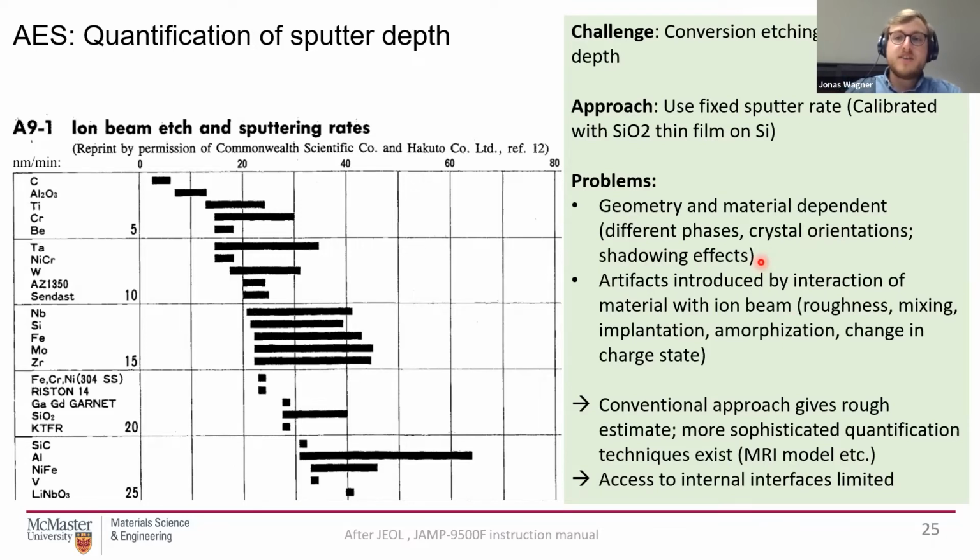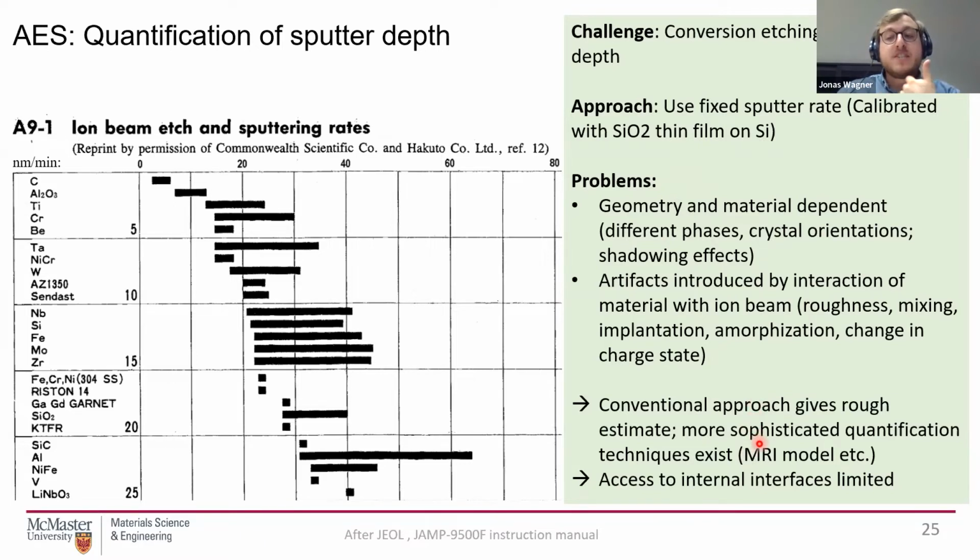We also have to consider that the argon ions that impinge on the surface will have an interaction with our material. They can induce roughness, they can cause mixing of the outer layer, they can cause argon implantation, as well as amorphization, or even a change in the charge state. Right? So if you see a shift from peaks that are more characteristic for a metallic sample, but then you see it shifts more to the oxide, it can also be that this is just caused by the argon. So the takeaway from that is our conventional approach gives just a rough estimate.